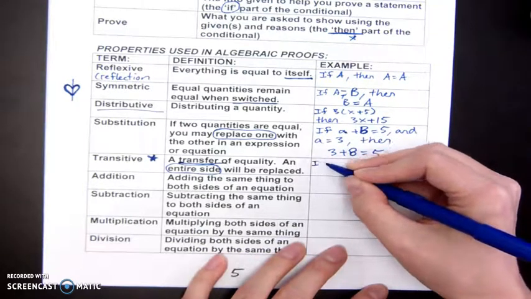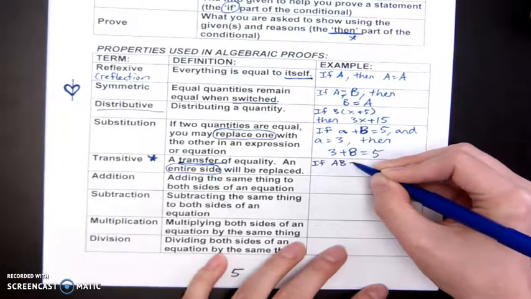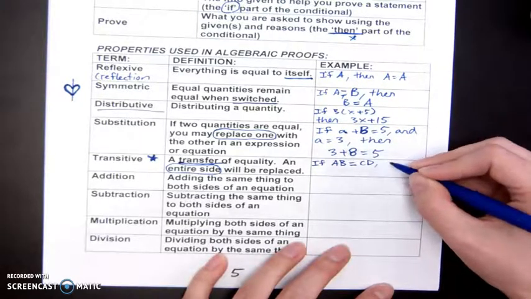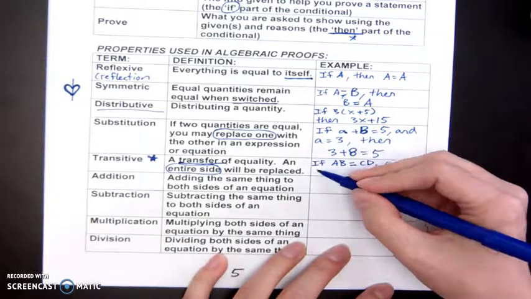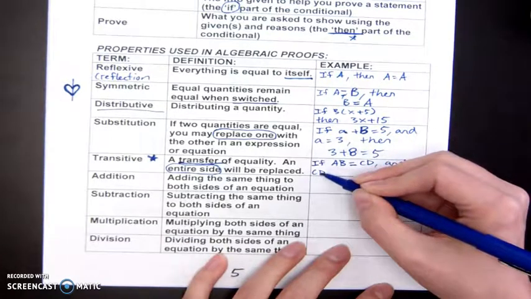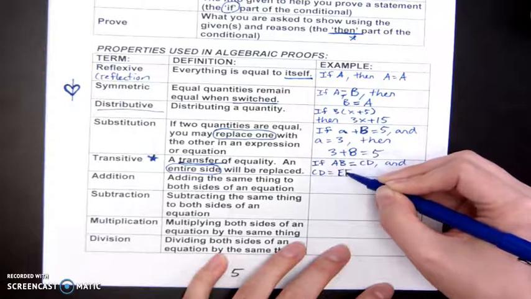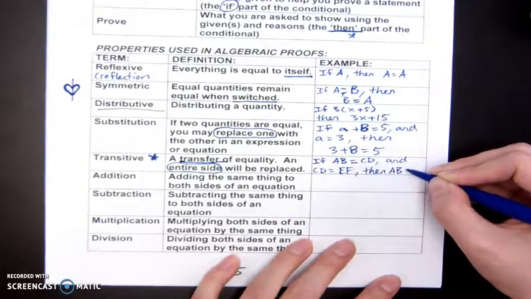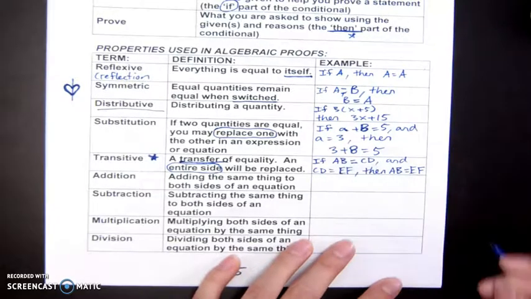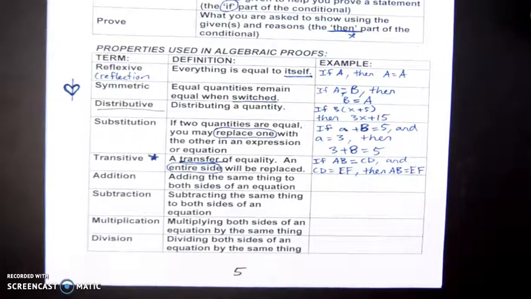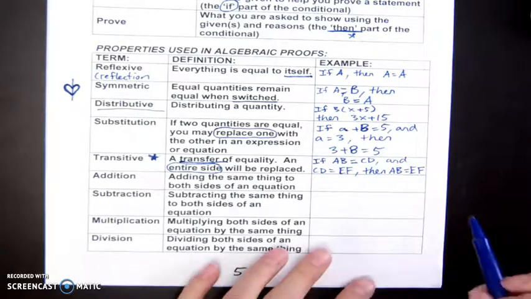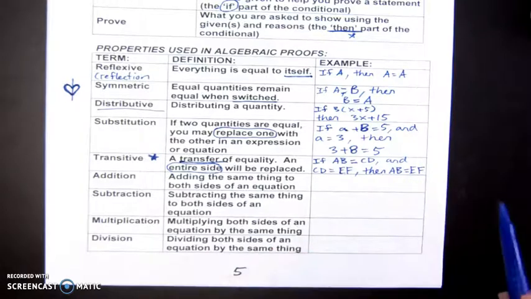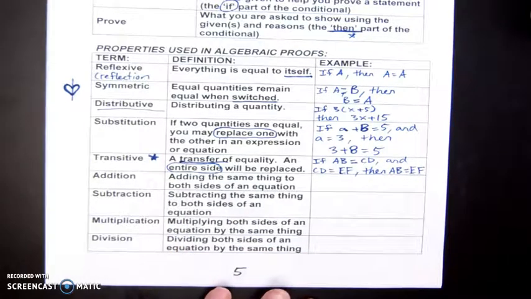So if AB equals CD and CD equals EF, then AB also equals EF. So it's logical. If these two equal each other and these two equal each other, then these equal each other too. In our proofs, we're just putting the word to it, saying that's what we call transitive.